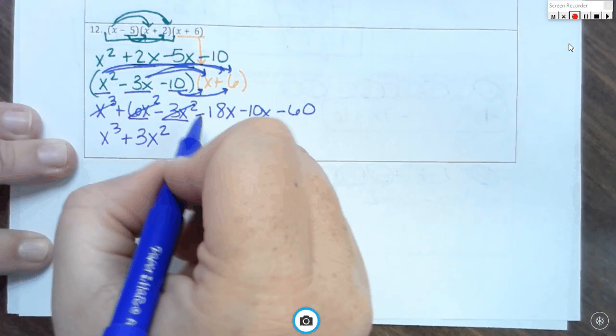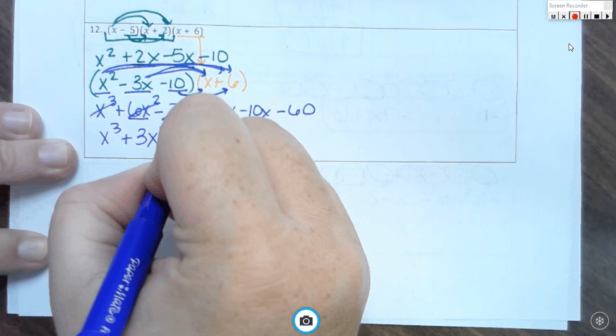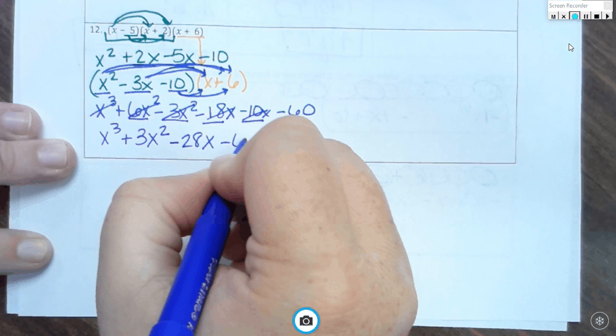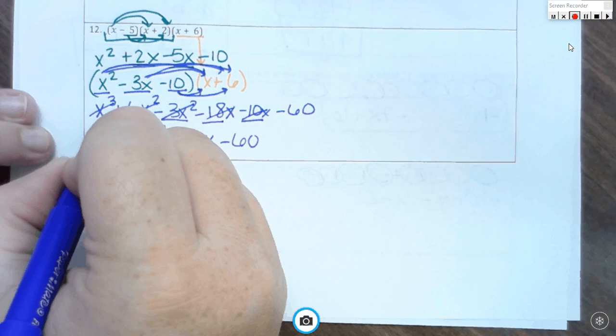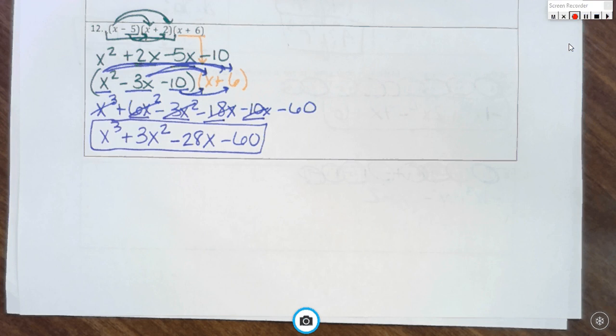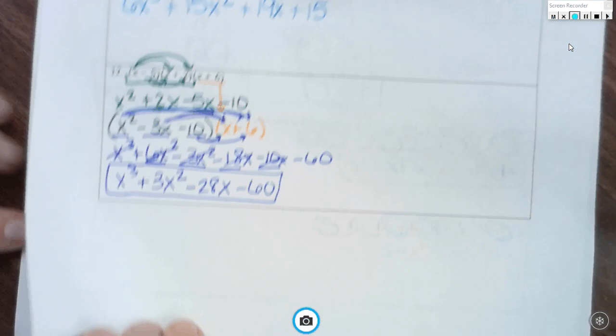Negative 18x and negative 10x gives me negative 28x. And then the negative 60 is a constant on its own. Okay, so multiplying is a little bit more involved than addition and subtraction. Okay, let's move on to number 13, which is the factoring.